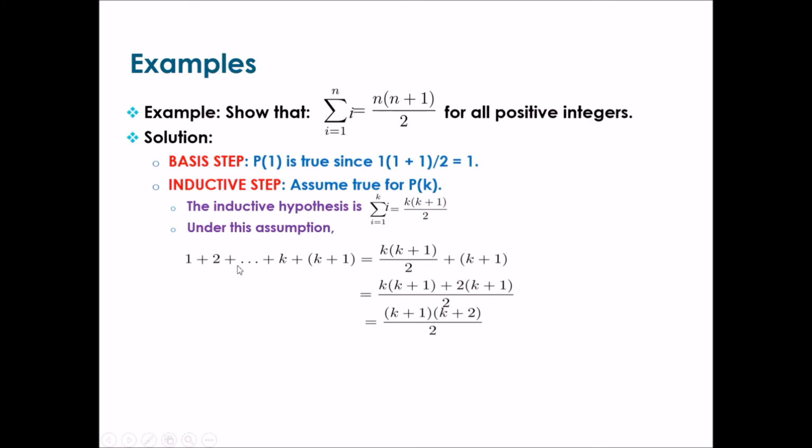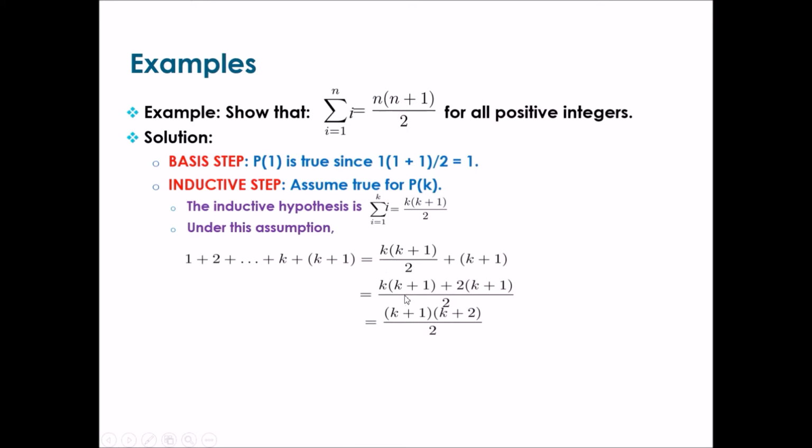What we have to prove, let's start with the left side of the statement, that is 1 plus 2 plus up to k plus 1. So the sum of the first k integers can be written as k times (k plus 1) divided by 2, according to our assumption that P(k) is true, plus (k plus 1) as it is. Now let's take the LCM, which is 2.